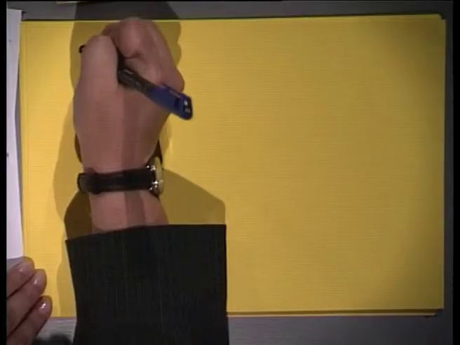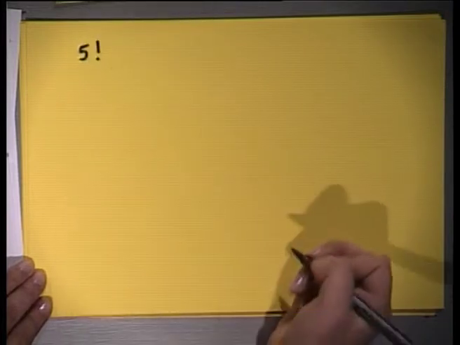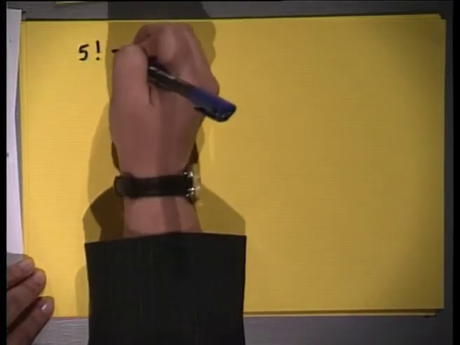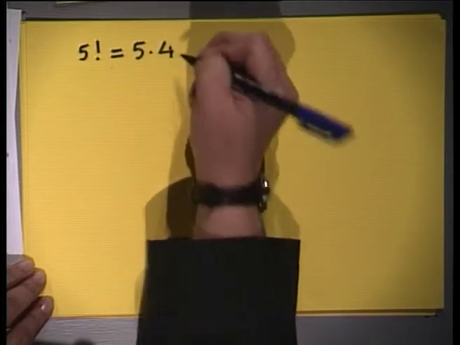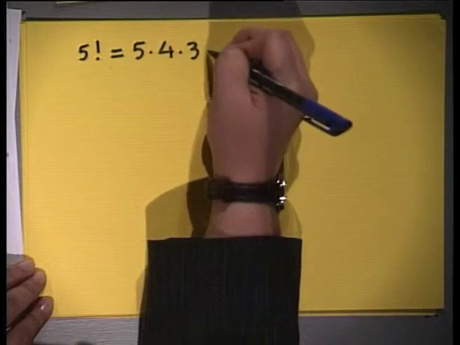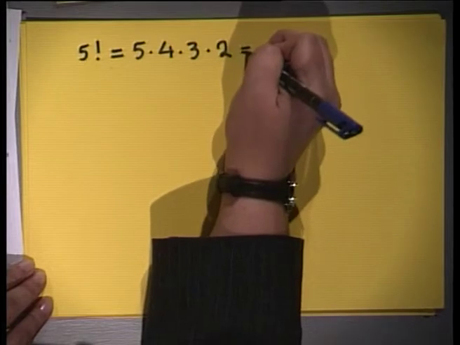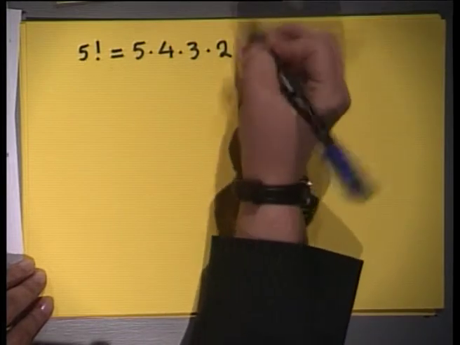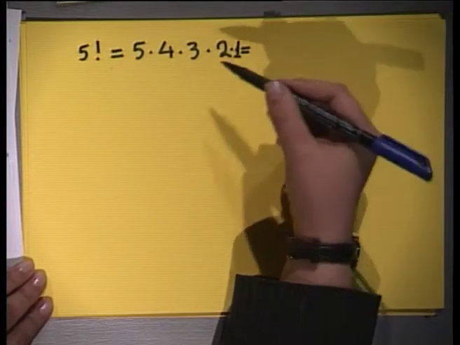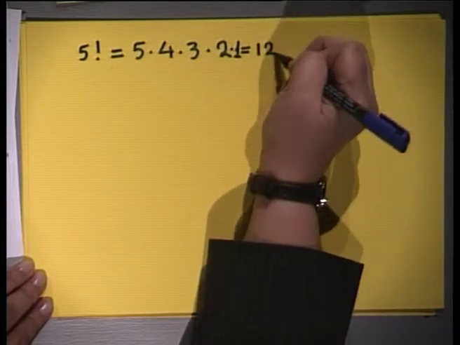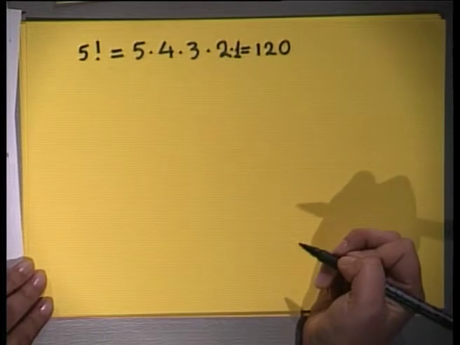Let's see an example. So if we want to calculate 5 factorial, what we have is 5 times 4 times 3 times 2 times 1, which is equal to 120.